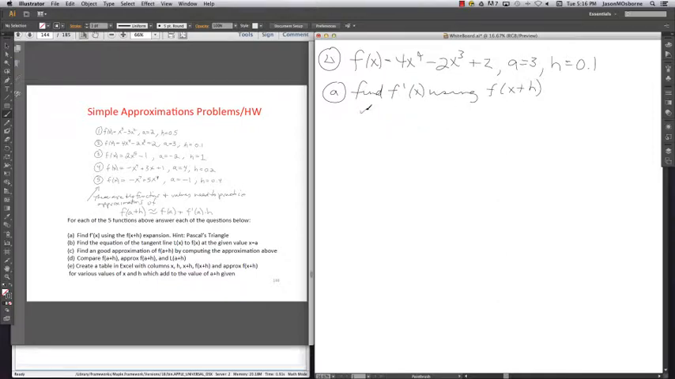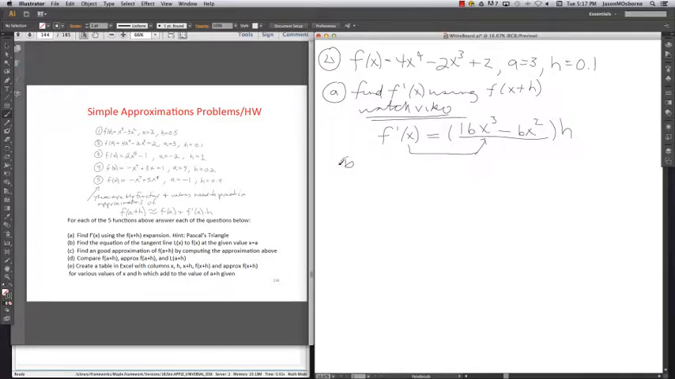I'll let you watch a previous video on how to do that. You will find that your answer for f prime of x, when you do the f of x plus h expansion, and you get all of your h terms together and collect them, you will get 16x cubed minus 6x squared. That will be your derivative function right here. So when you do the expansion f of x plus h and collect everything that has an h in it, this is what you will find. So that is the answer for part A.